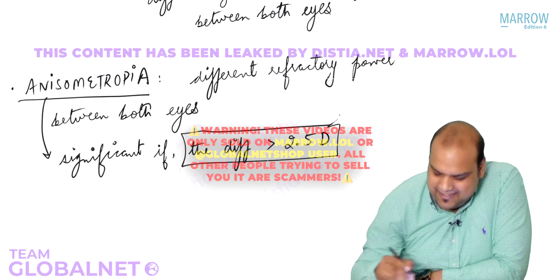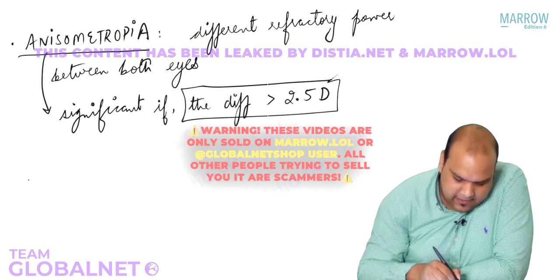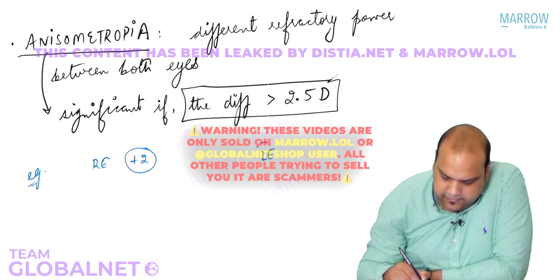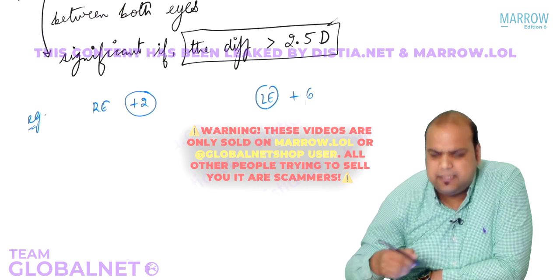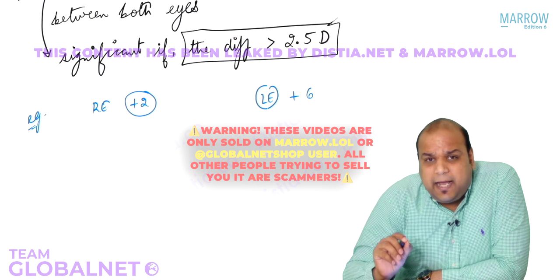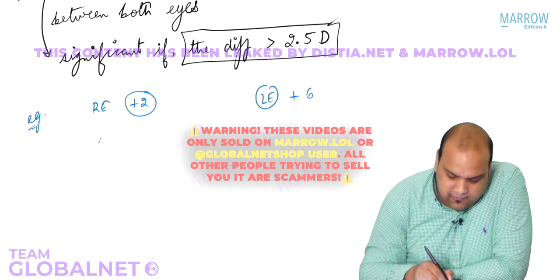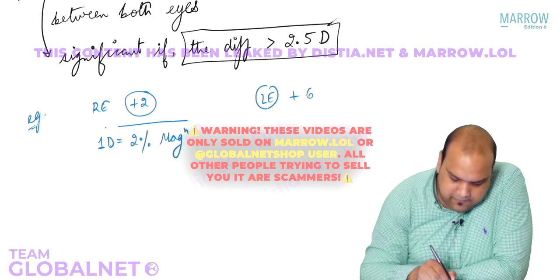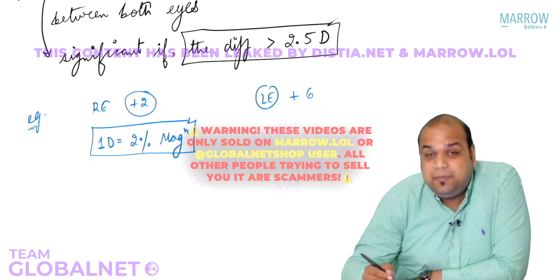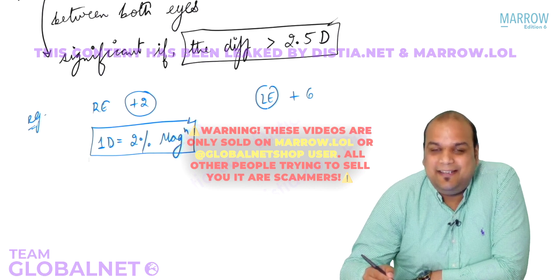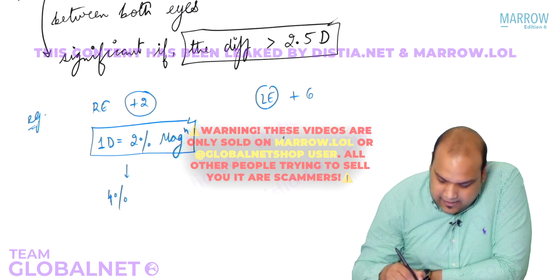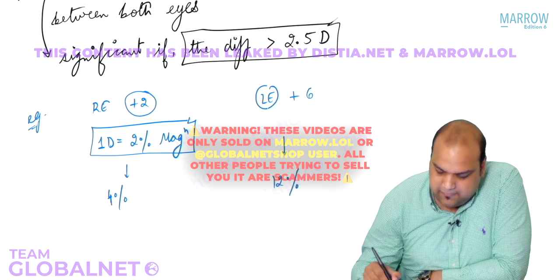Okay? Now, why is that so? Let's understand. Let's take an example, guys. Let's say in the right eye you are wearing a +2, but in the left eye, let's say you are wearing a +6. Just an example, guys. Now, each diopter of lens, 1 diopter is equal to 2% magnification. Plus lens means convex lens. Convex lenses are magnifying lens. Each diopter will magnify your image by 2%. So in the right eye, there is 4% magnification. Whereas in the left eye, there is 12% magnification.